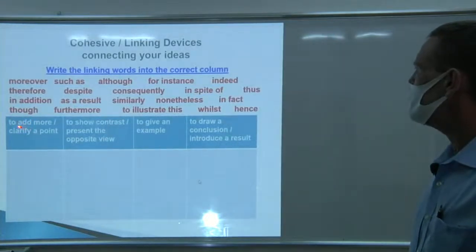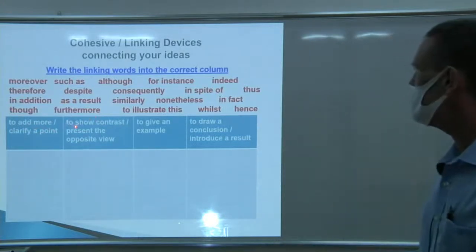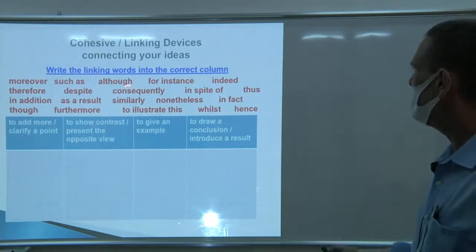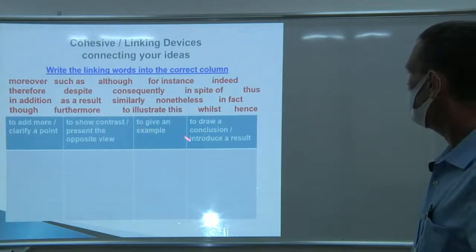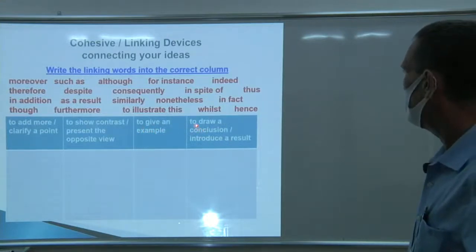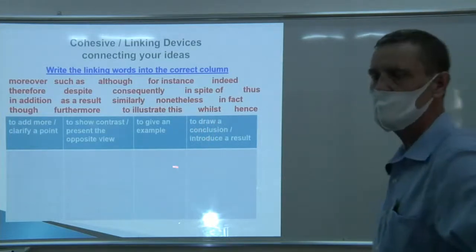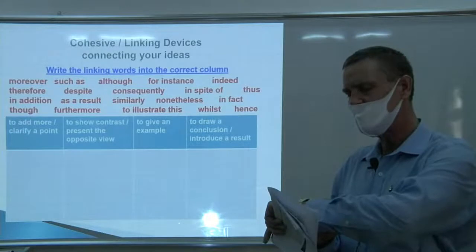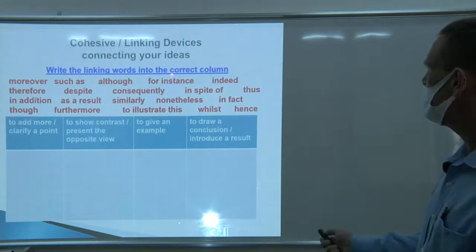Which of these words do we use to add more information or clarify a point? Which of these words do we use to show contrast or present the opposite view? Which of these linking devices, cohesive devices, the ones that connect our ideas, do we use when we're going to give an example? And then in the end, in your final paragraph, which of these linking devices do we use to draw a conclusion or introduce a result? I'm going to give you 60 seconds, which is going to be a little bit of a short amount of time to accomplish this today. But go ahead, see if you can put these words into the correct column.